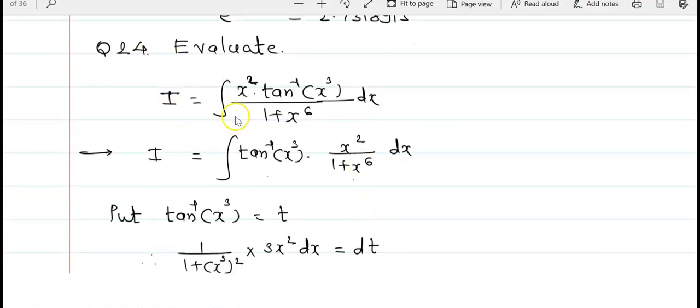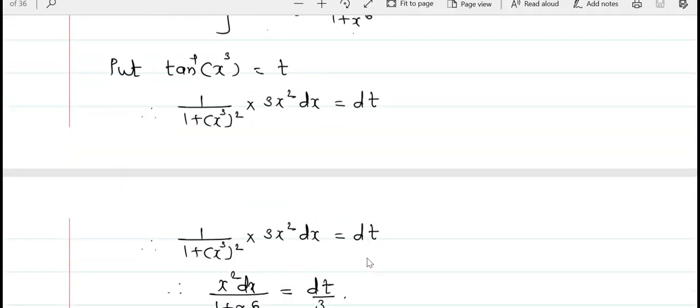I is equal to the integral of x square times tan inverse of x cube upon 1 plus x raised to 6 into dx. That is, I is equal to the integral of tan inverse of x cube into x square upon 1 plus x raised to 6 into dx. Let tan inverse of x cube be equal to t. Differentiate on both sides. That is 1 upon 1 plus (x cube) whole square, times the derivative of x cube, which is 3x square, into dx is equal to dt.